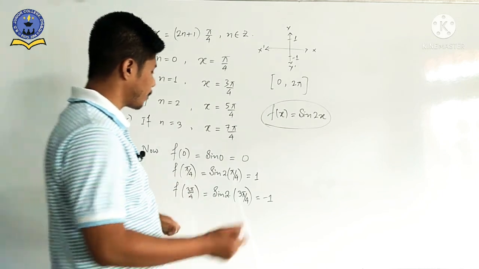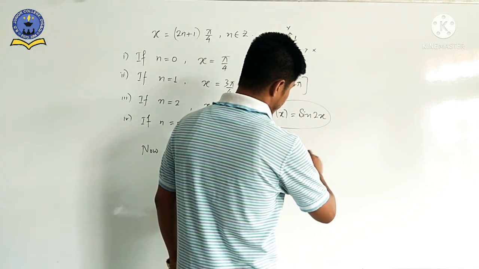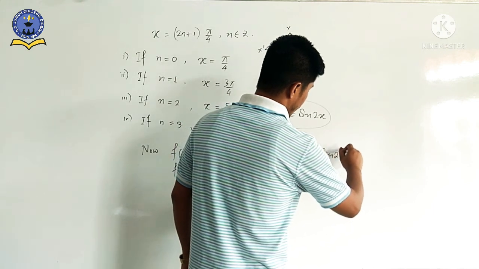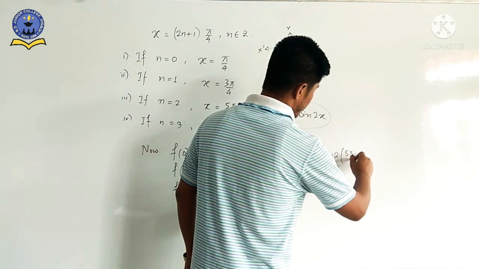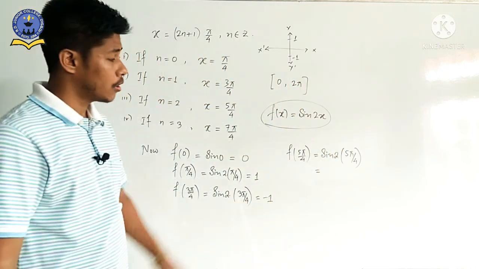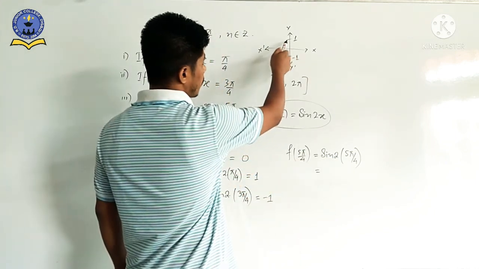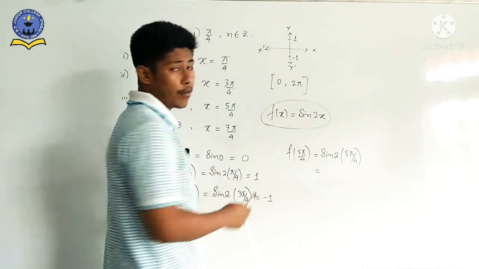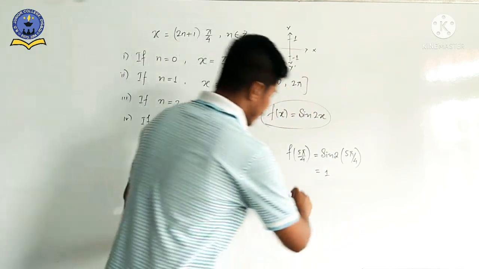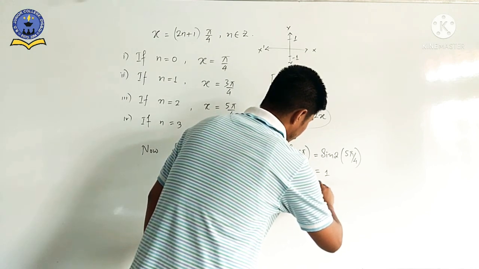So in this way, if we put 5 pi by 4, now here I write f of 5 pi by 4. So we have to write sine 2 times 5 pi by 4. And if we evaluate this, 2 cancels with 4, that means 5 times pi by 2. How many times? You see here 1, 2, 3, 4, 5. 5 times pi by 2, that means the answer is 1. Is it clear?